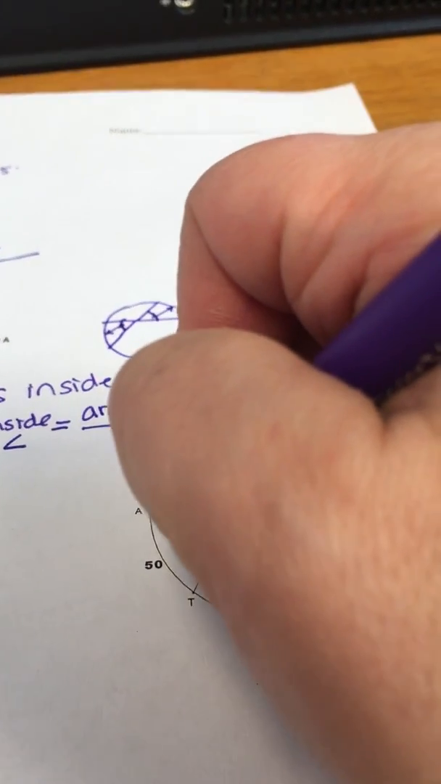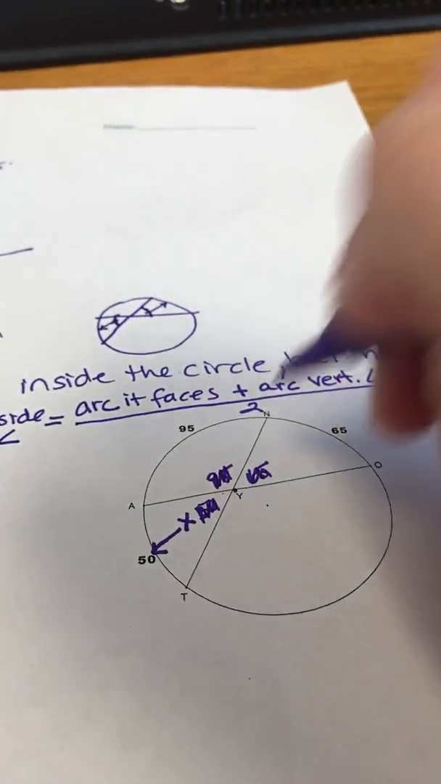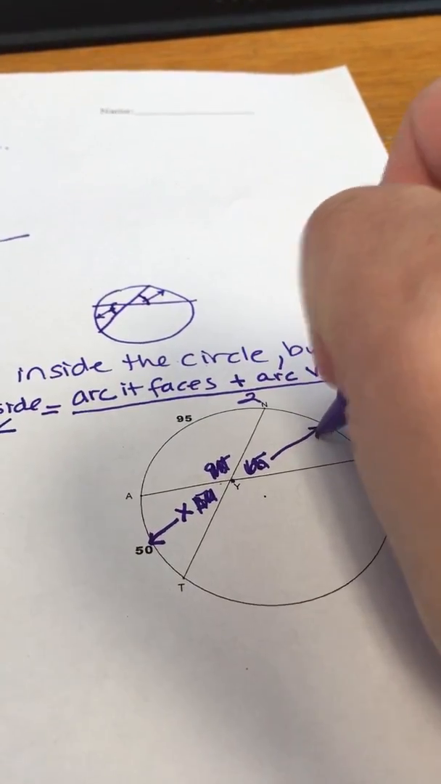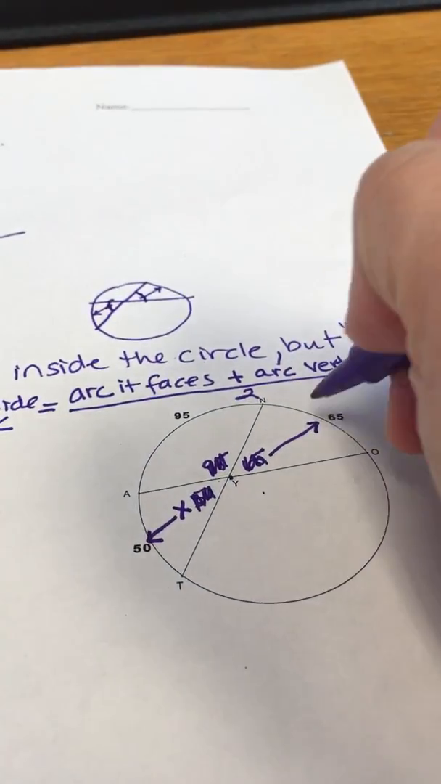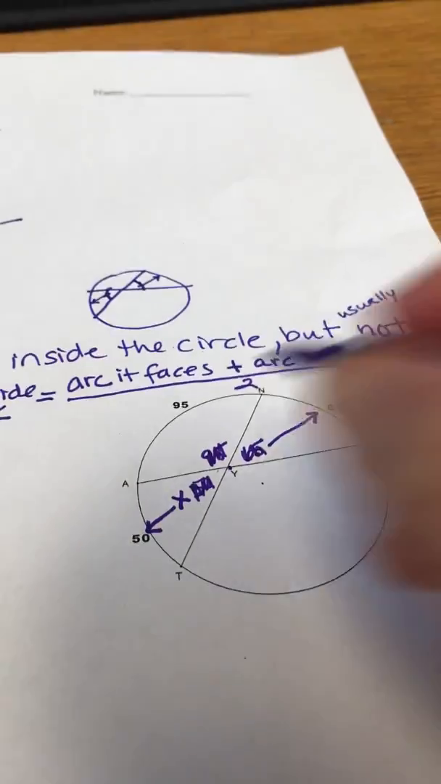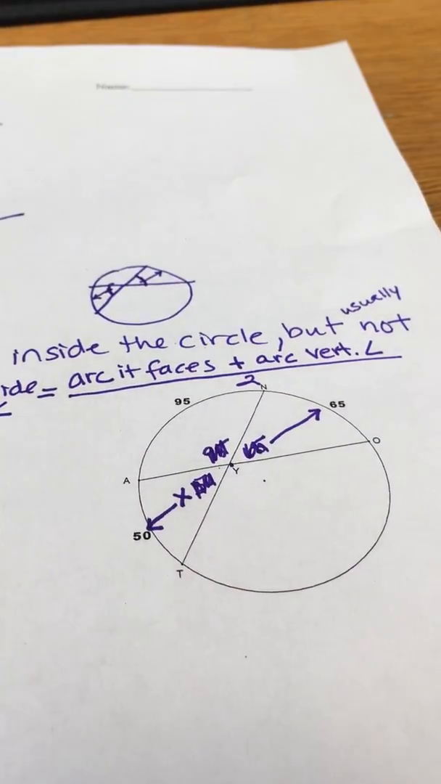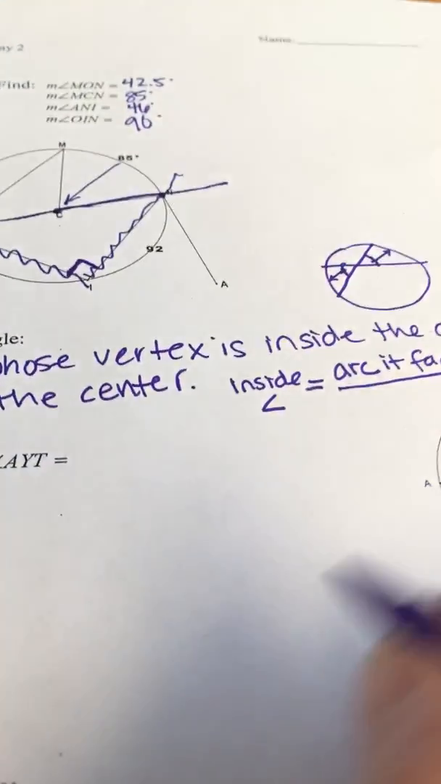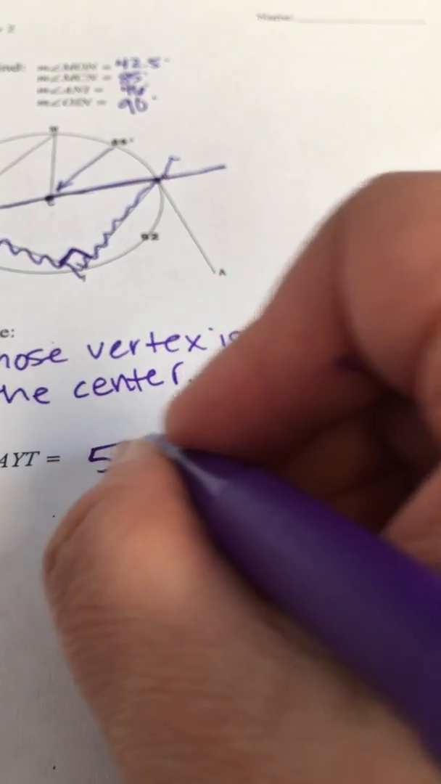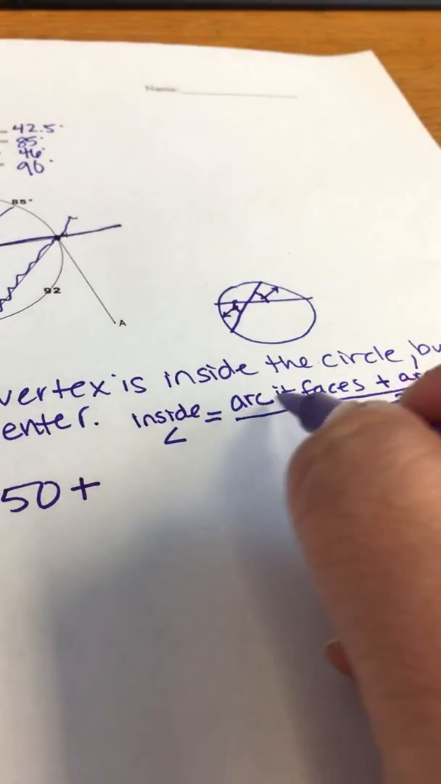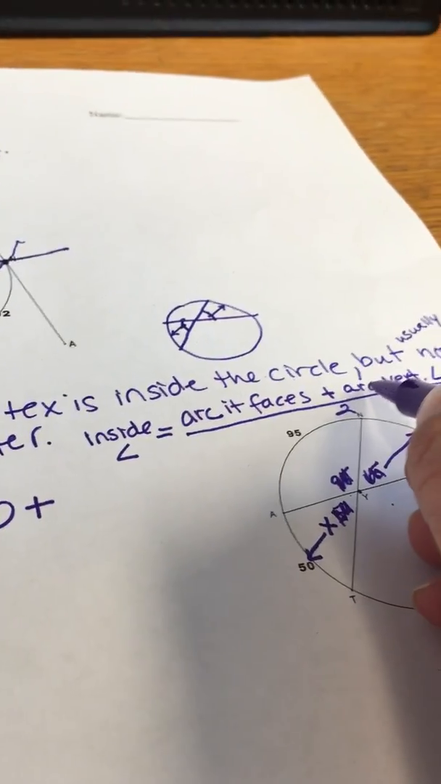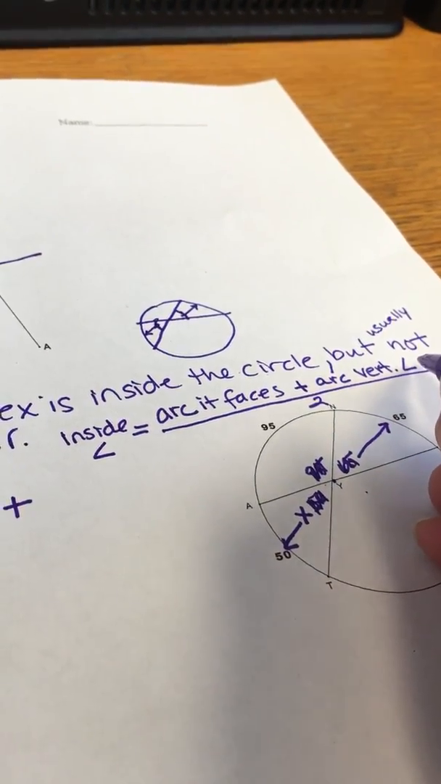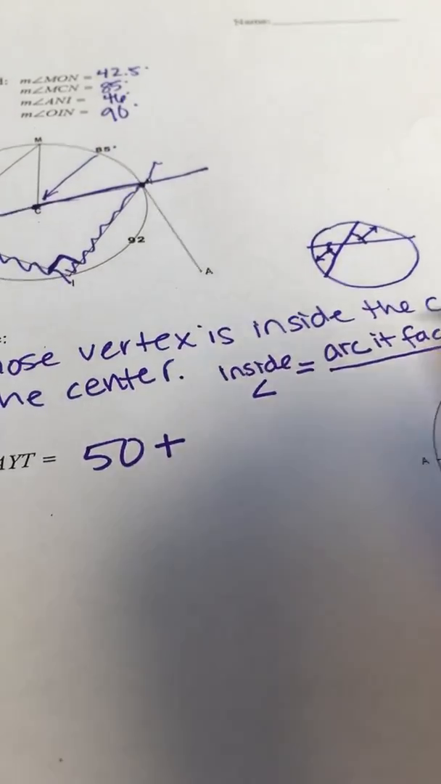So what we do then is, I'm really looking for this angle. What I do is I take the angle it faces plus the arc the vertical angle faces, and I just average them, and that way both of them will be using the same numbers. So I take the arc it faces plus the arc for the vertical angle. It's really a hard description.